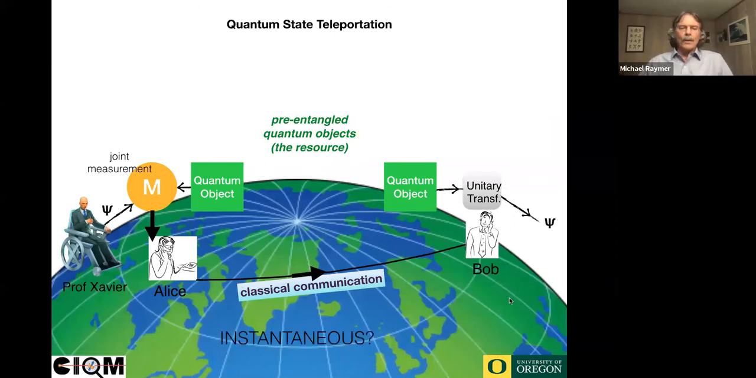Good. So we're going to go through this in detail. Now the question is, is this process instantaneous? Well, Alice makes a measurement. She uses a telephone channel, calls Bob. So no, it's not instantaneous, because this classical communication cannot travel faster than the speed of light. So there's always a delay.